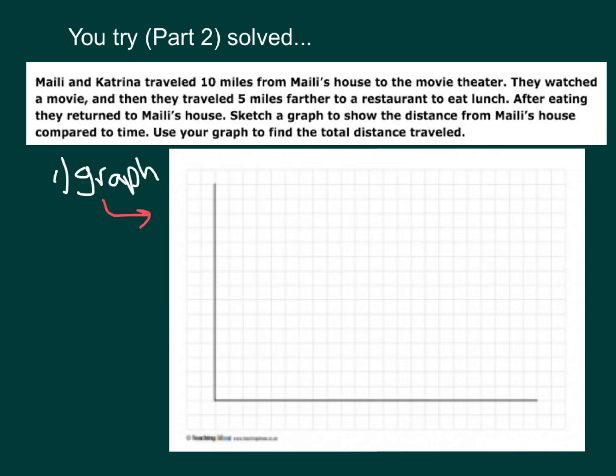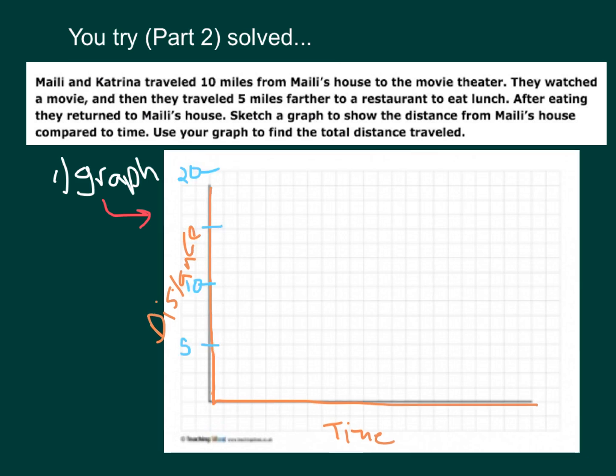So the first thing we're going to do is set up our graph. The first thing we do when we set up our graph is, you guessed it, set up our axes. So we have our x-axis here, and that is going to be time. Our y-axis is going to be distance from home. I labeled the y-axis in miles.